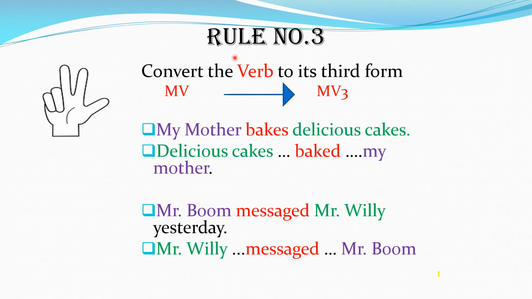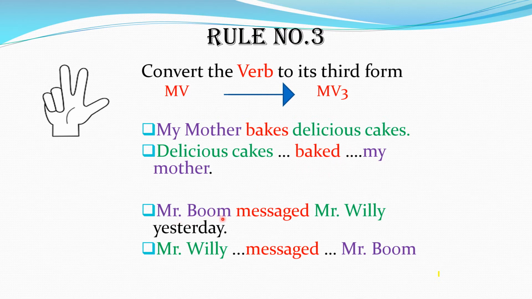Rule 3, the focus has to be only on the main verb of the sentence. The main verb must be converted into its third form, that is the past participle form. Let's look at the example for better understanding. My mother bakes delicious cakes. Bake is the main verb. Bake is in present tense, baked is the past tense, and the past participle form is baked. So we have used baked here.